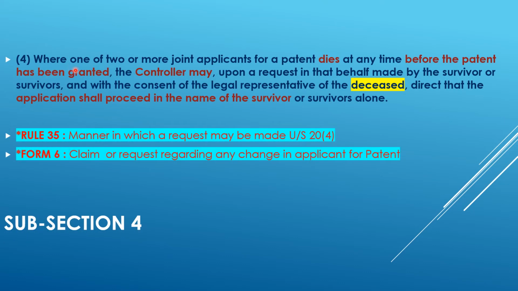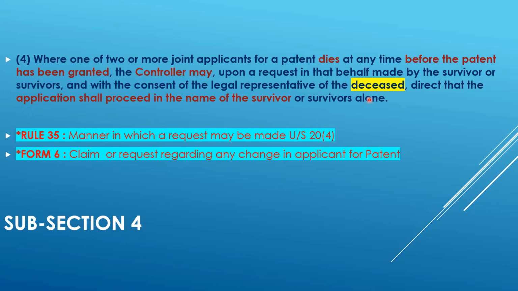Subsection 4 says, where one of two or more joint applicants for a patent dies at any time before the patent has been granted, the controller may, upon a request in that behalf made by the survivor or survivors, and with the consent of the legal representative of the deceased, direct that the application shall proceed in the name of the survivor or survivors alone.